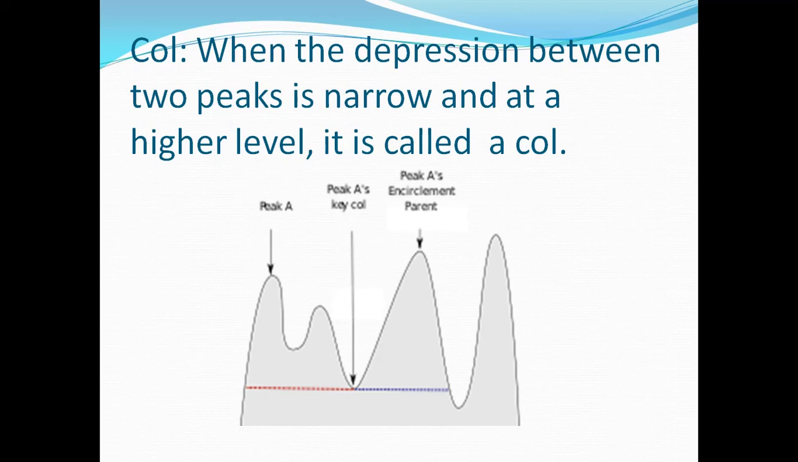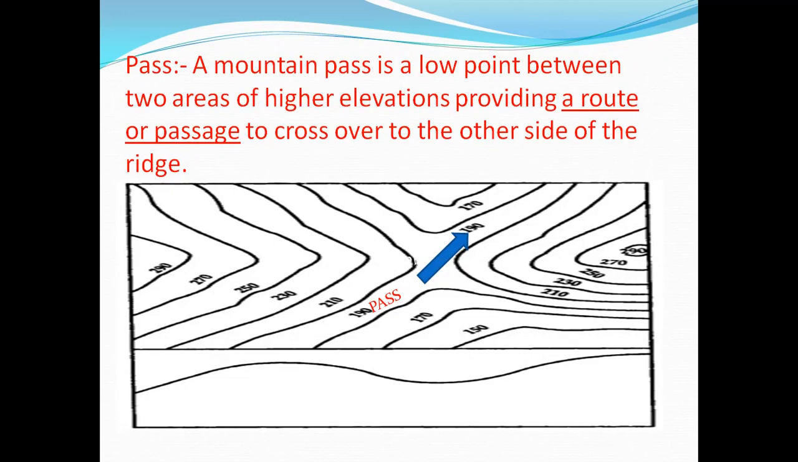Another physical feature is a pass. A pass, a mountain pass, is a low point between two areas of higher elevation, providing a route. You remember, providing a route between two peaks or two higher elevated areas to cross over to the other side of the ridge. A ridge is an end line or a continuous elevated line from where it is usually divided.